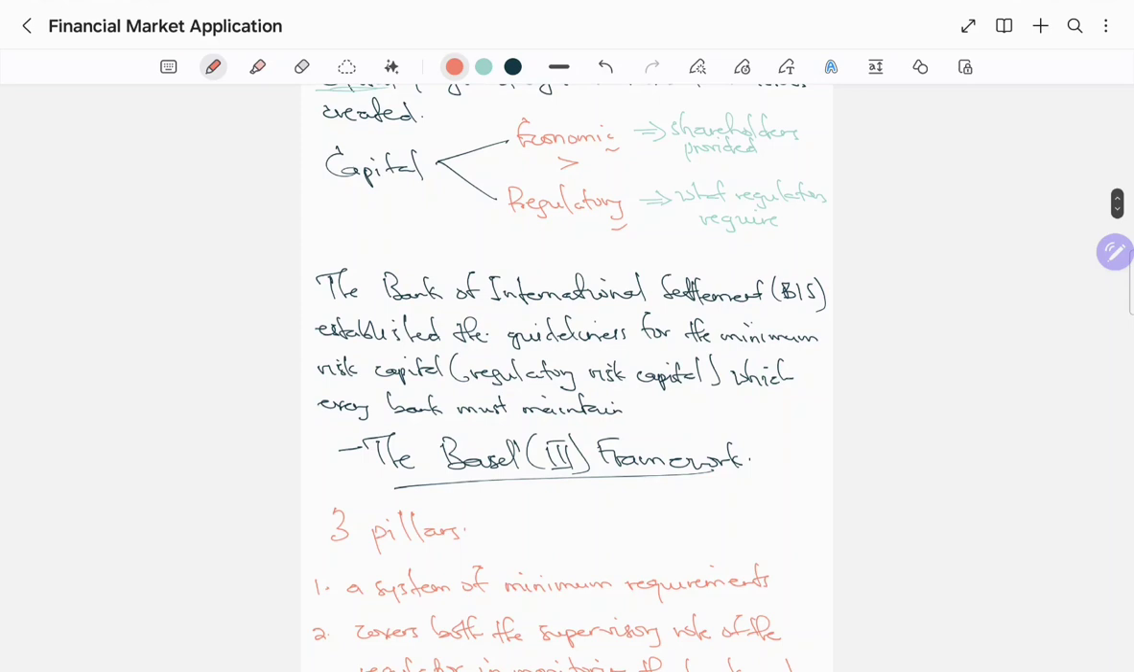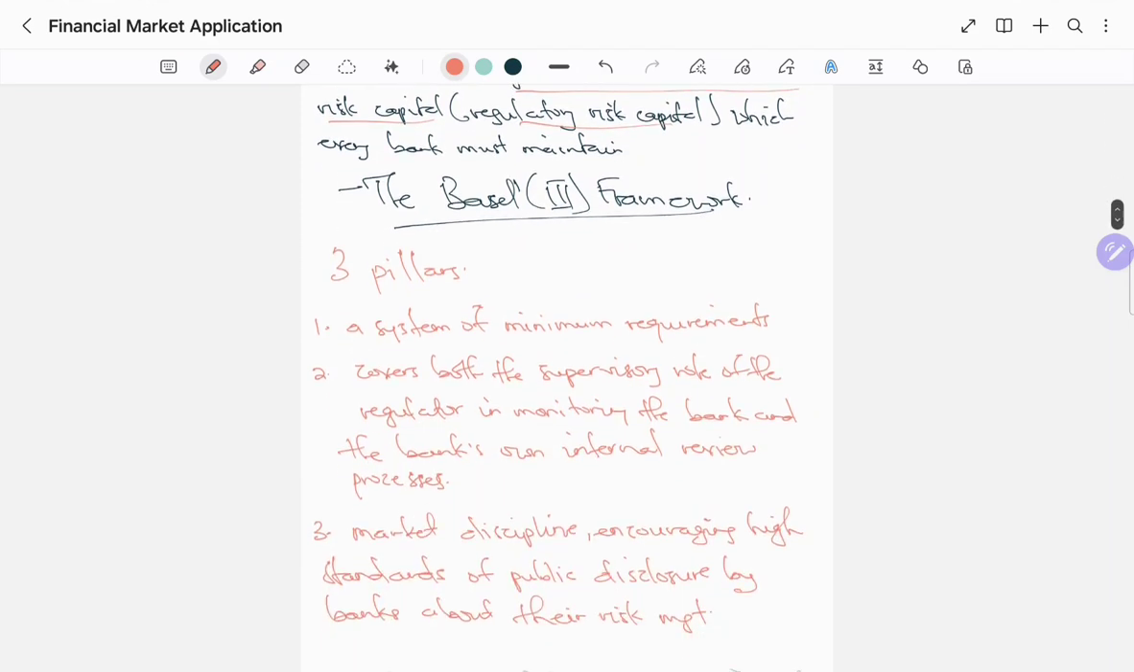Now, all of these frameworks were established by what I call the Central Bank for Central Banks, which is the Bank for International Settlements. This institution established these guidelines that serve as the minimum risk capital, which is the regulatory capital every bank must hold. This regulatory risk capital is captured under the framework we call Basel III. It means that we've gone through Basel I, Basel II, and currently we are on Basel III.